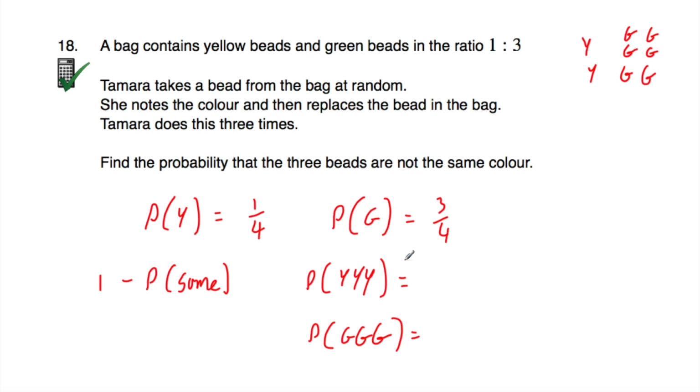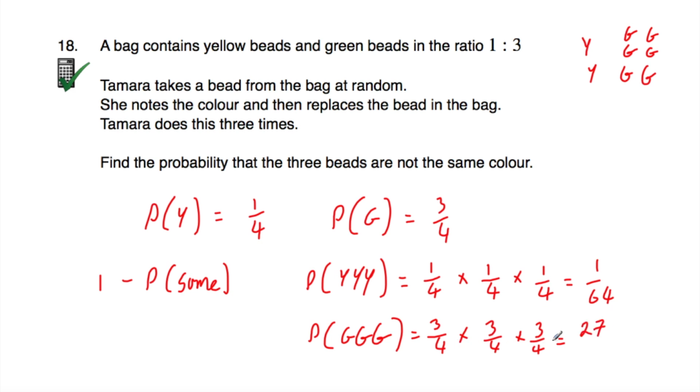So the probability of a yellow, and a yellow. So the probability of the first one being yellow is 1/4. The probability of the next one, because the beads are put back in, of the next one being yellow, will be 1/4 as well. And then the next one being yellow will be 1/4. And if we times them together, 1 times 1 times 1 is 1. And 4 times 4 times 4 is equal to 64. So it'll be 1/64. The probability of a green and a green and a green, that's going to be 3/4 times 3/4 times 3/4. So 3 times 3 times 3 is 27, and 4 times 4 times 4 is 64.